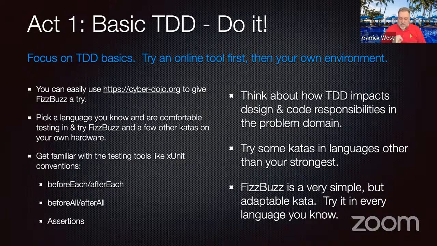It sounds simple, but it's actually kind of an interesting little problem. Kind of along the lines of ridiculous business rules that you might run into in the real world, which is kind of why it makes it a fun little programming exercise. As you go through, get familiar with some of the testing stuff, like before each, before all, after all, assertions. You can start playing with some of those, just even within CyberDojo. And as you do it, think about how TDD impacts the code, and then maybe try some other katas in your strongest language.